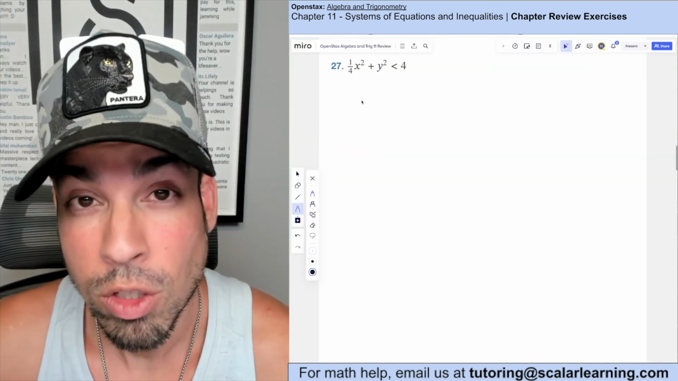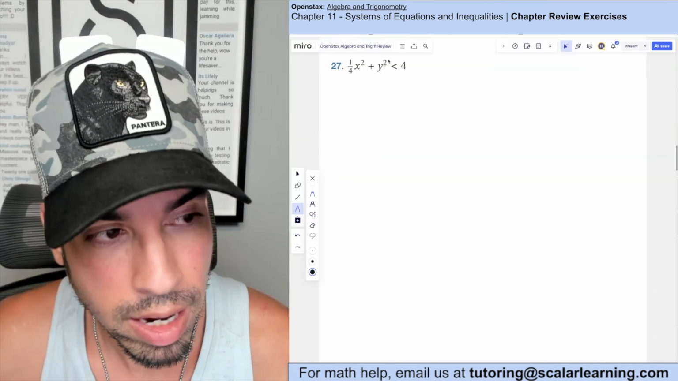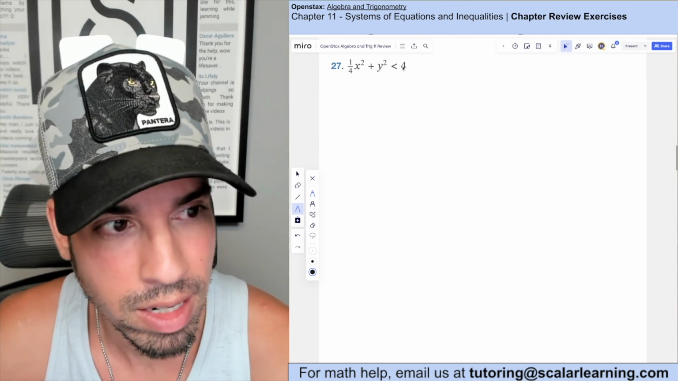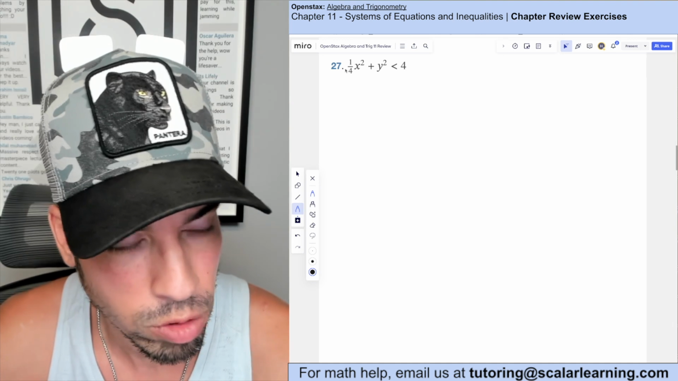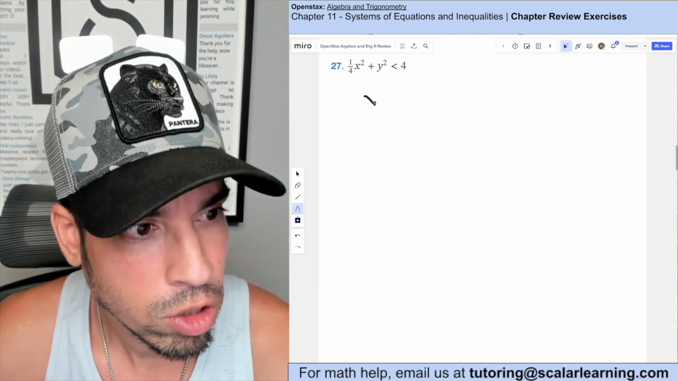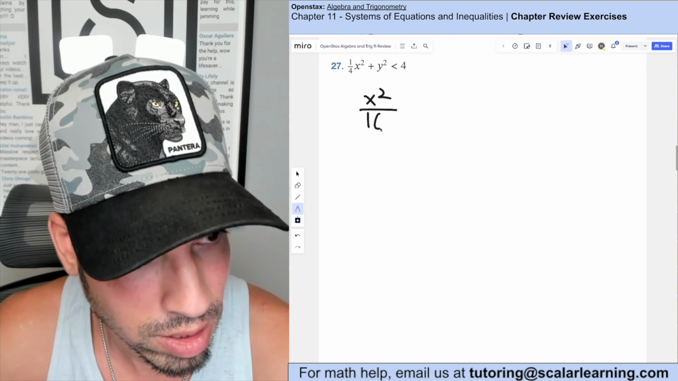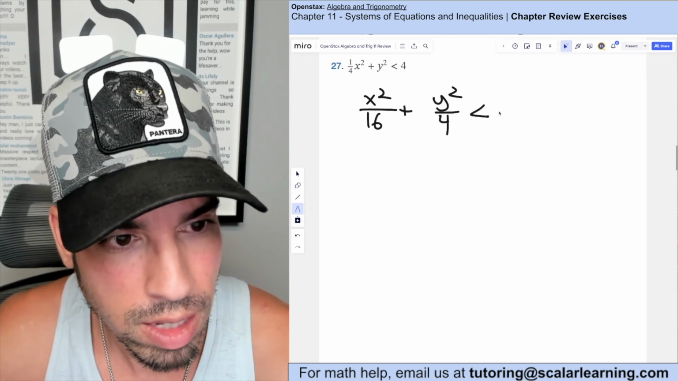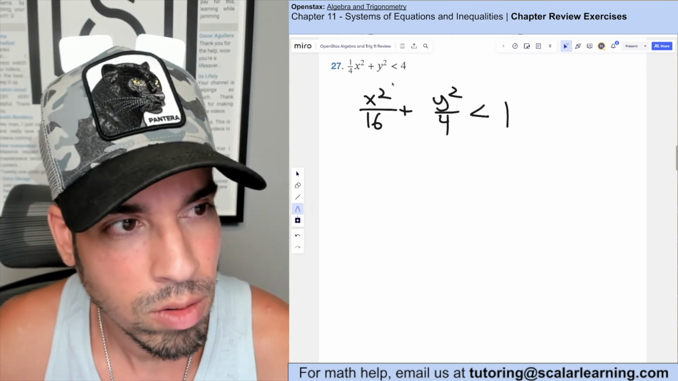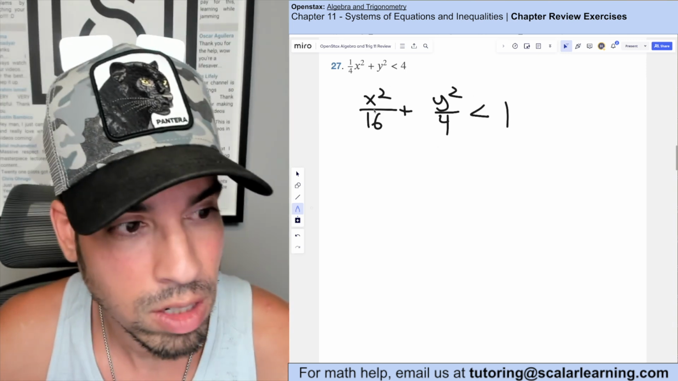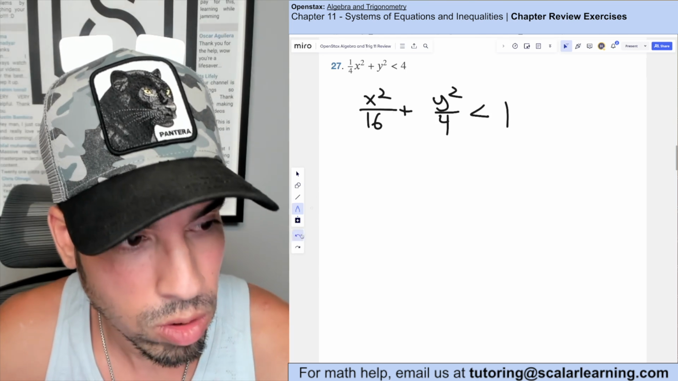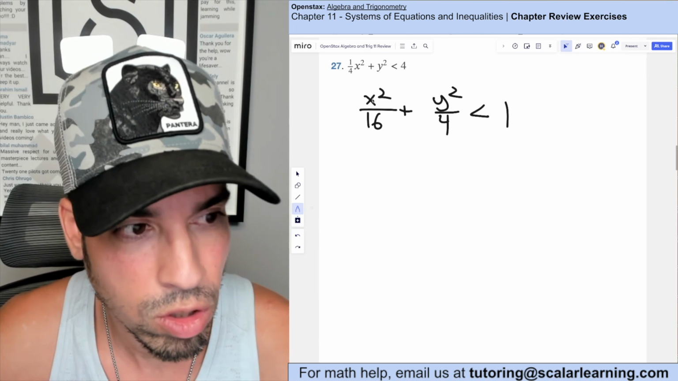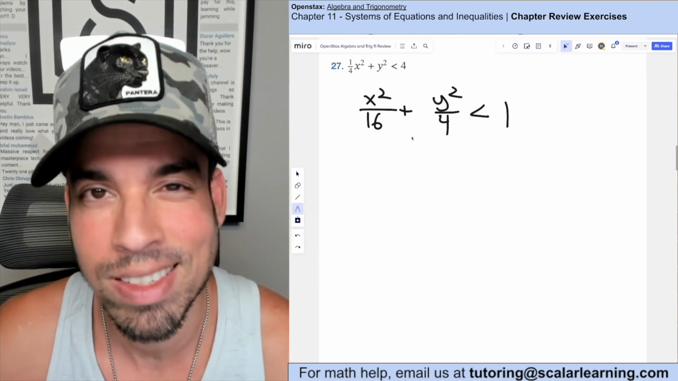Done. So for this one, we're meant to graph this inequality. And before I do that, what I'm going to do is get it into, because this is an ellipse, that nice format where this is 1 over here. So we're going to divide everything by 4. So this becomes x squared over 16 plus y squared over 4 is less than 1, okay? And now what this does is this gives us my horizontal axis and my vertical axis. And we also know that since there's no x plus this, y minus this, it's centered at the origin.